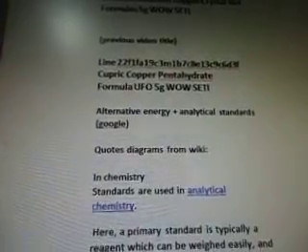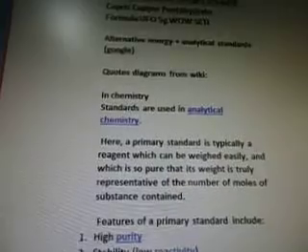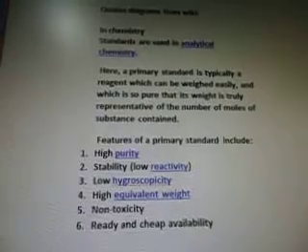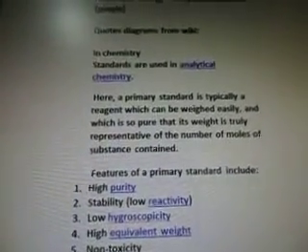So we're going to look at alternative energy in the analytical standards. That's the keyword in this video. And quotes and diagrams are from Wiki. So in chemistry, standards are used in analytical chemistry.